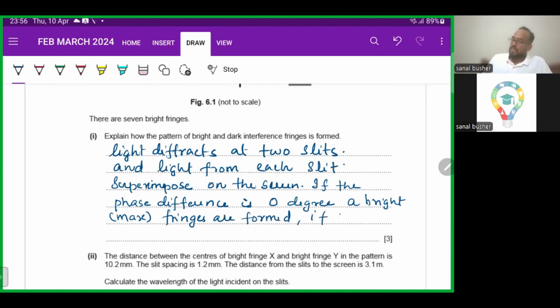If the phase difference is 180 degrees, that means anti-phase, opposite direction, right? A dark fringe, which is minimum intensity, is formed. Okay.